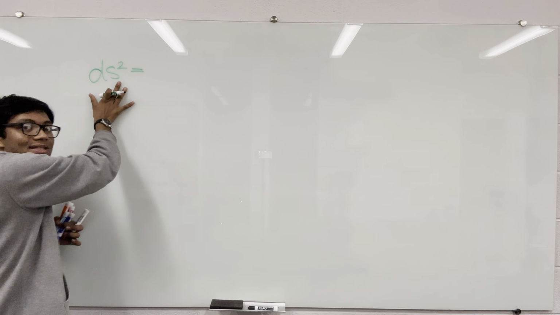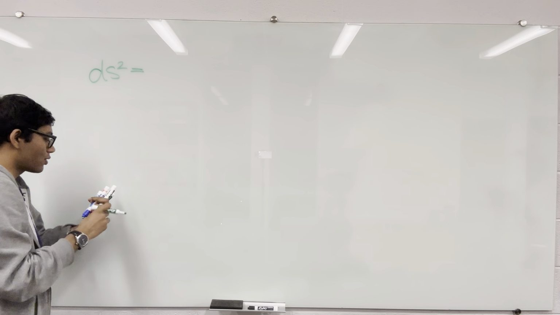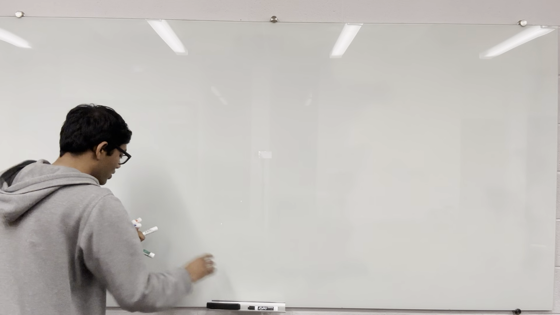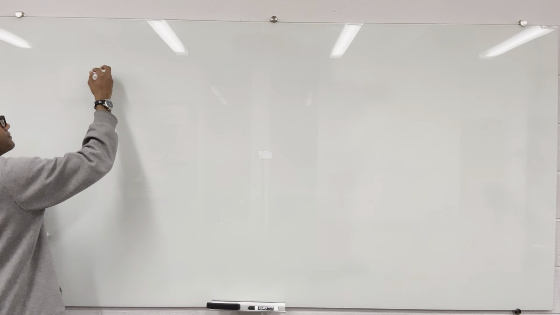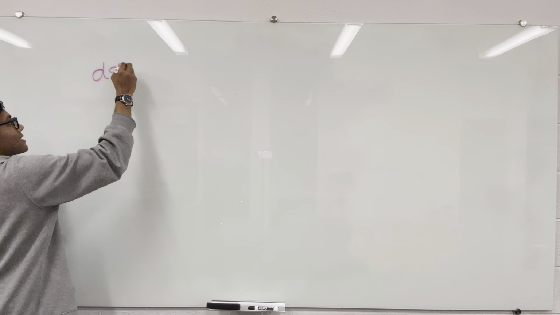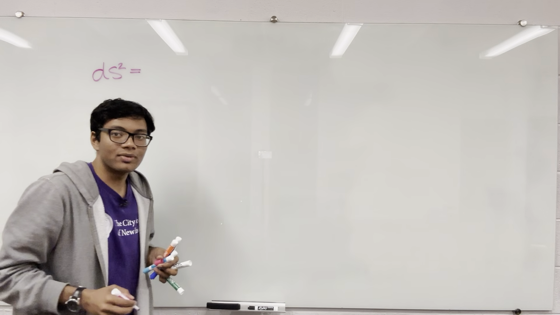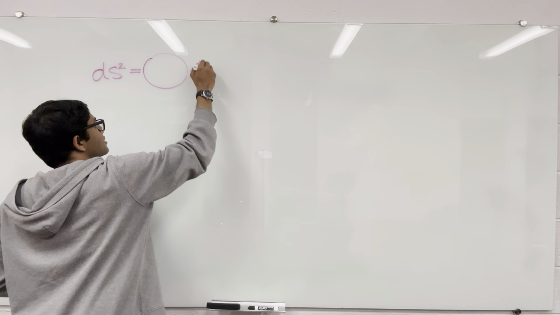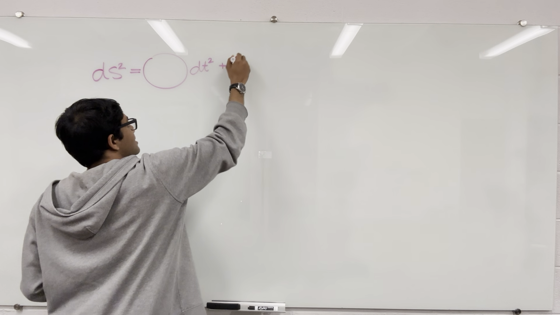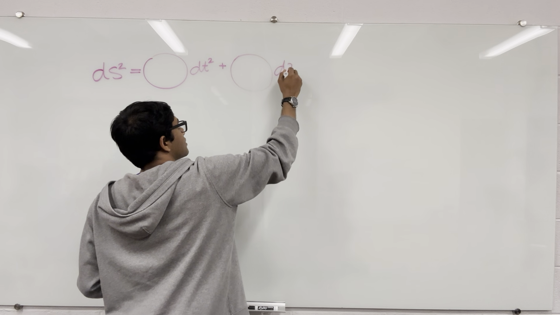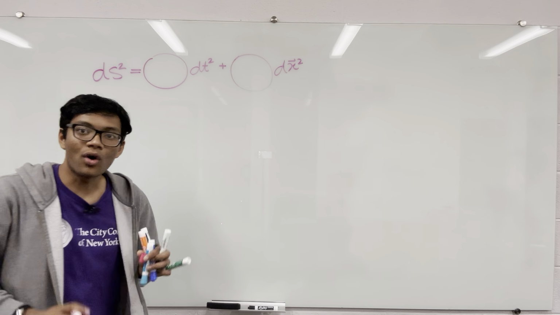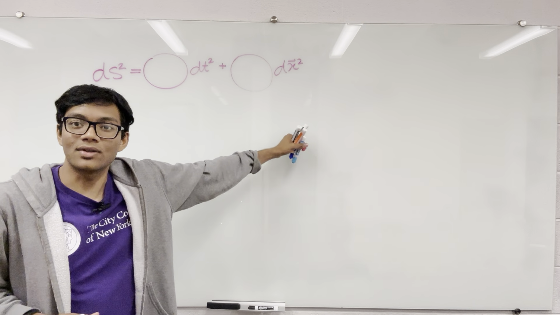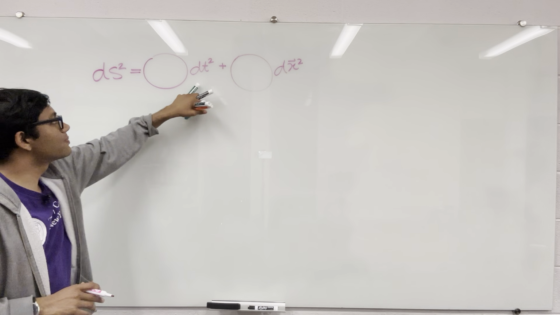ds is a small step in space-time around the black hole. In fact, let's write it in red, because this is probably the most important equation you'll see in the whole video. ds squared, a small step in space-time around the black hole, has some time component plus some space component. That's it. That's all there is to a black hole. To understand a black hole, you need to understand this equation. Okay? Now let's break it down.